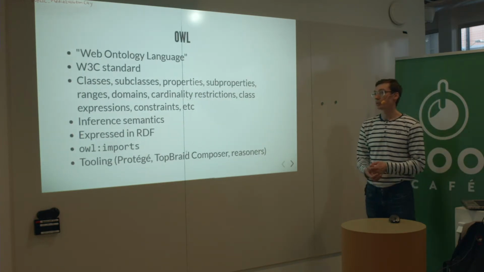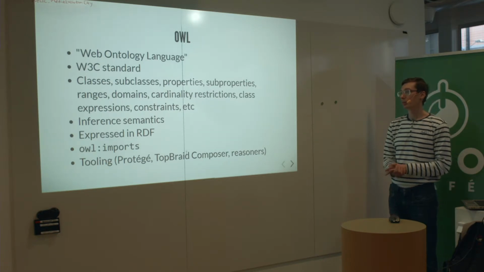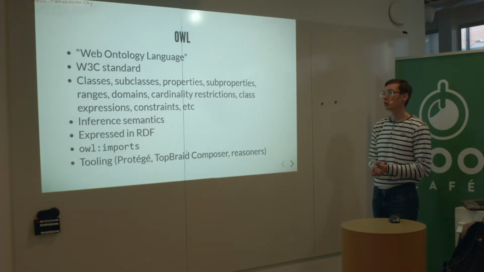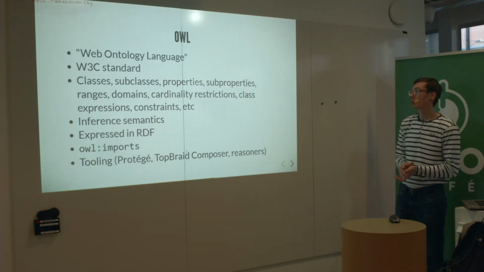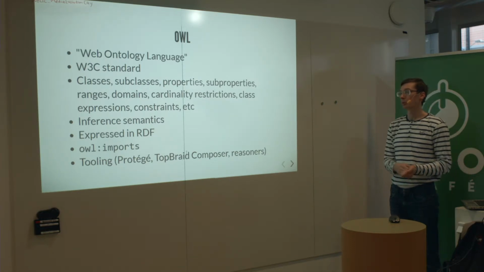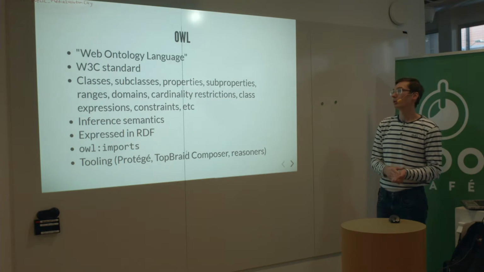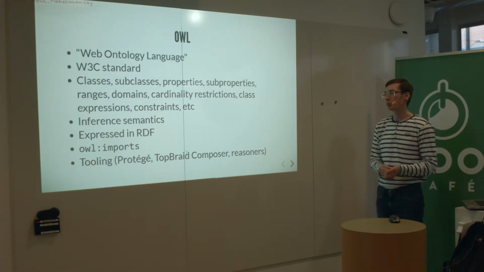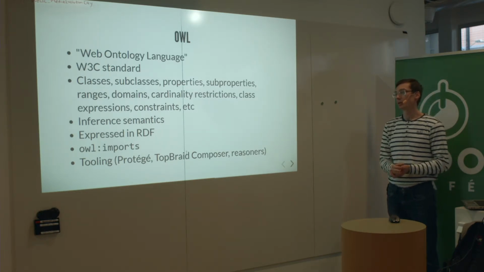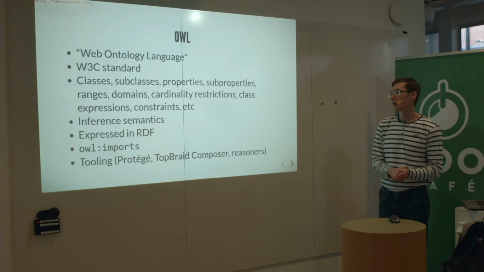And then, of course, the ontology itself needs to be somehow expressed. So there is a language for that, and the language that is endorsed by the World Wide Web Consortium is called OWL. That's a scrambled acronym of Web Ontology Language. And it has what one would expect there: notions of classes, subclasses, properties, subproperties, ranges and domains for the properties, and different restrictions, class expressions, all kinds of constraints.